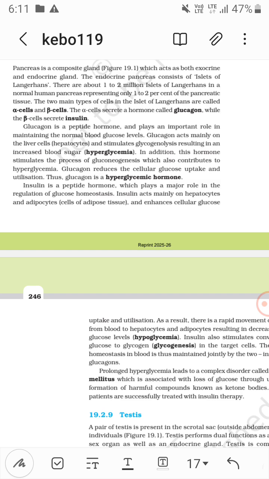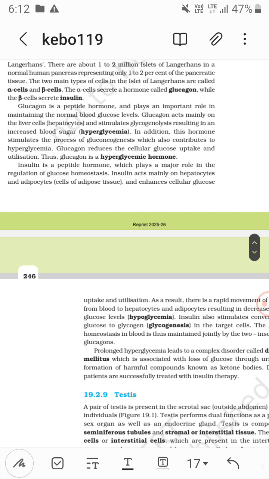Now hyperglycemic means that it increases the blood sugar level. How does it stimulate this? Glucagon acts mainly on the liver cells, that is hepatocytes, and stimulates glycogenolysis, that is breakdown of glycogen, right? And then there is gluconeogenesis, that is formation of glucose into the blood, and it also reduces cellular glucose uptake and utilization, so that the glucose remains in the blood, showing a high level of glucose in the blood. So this is why it is a hyperglycemic hormone.